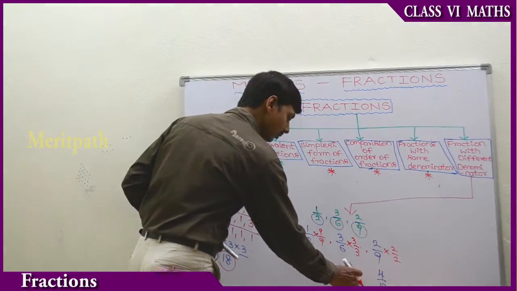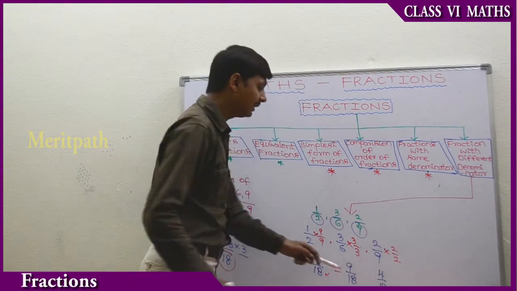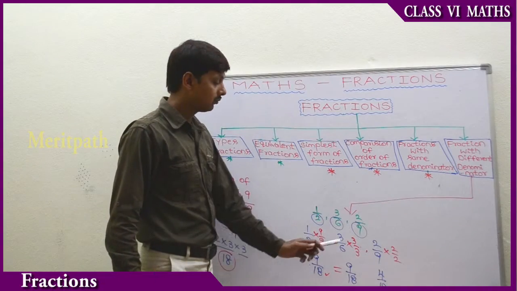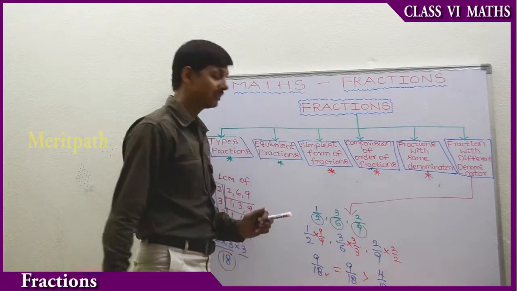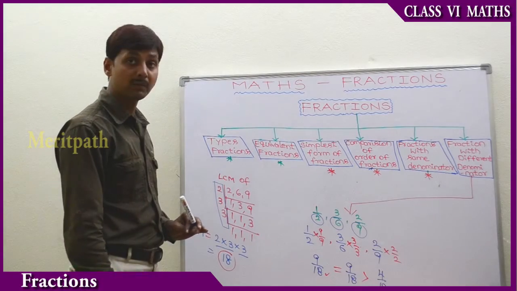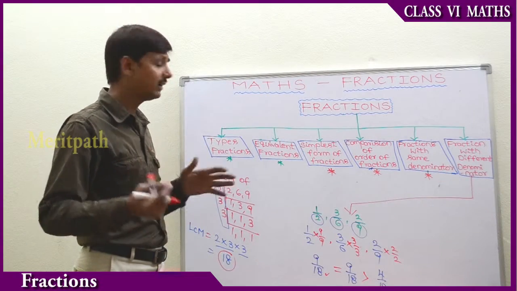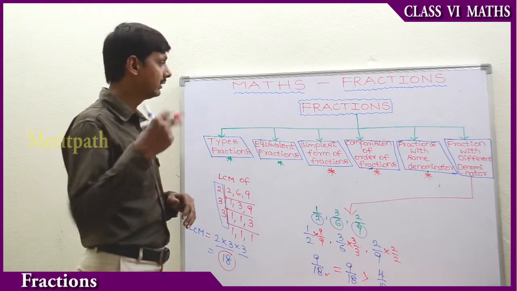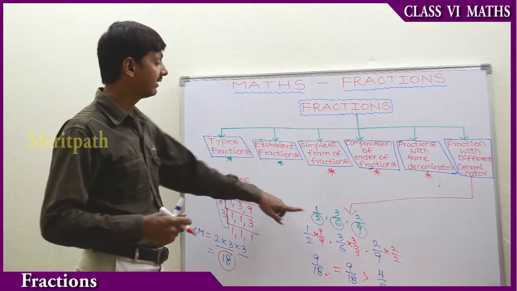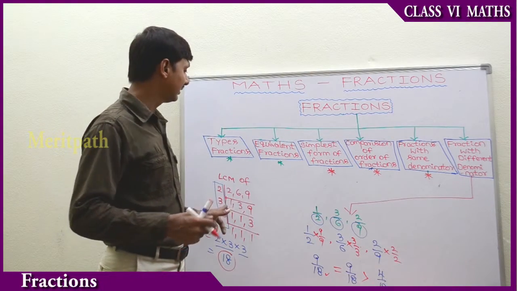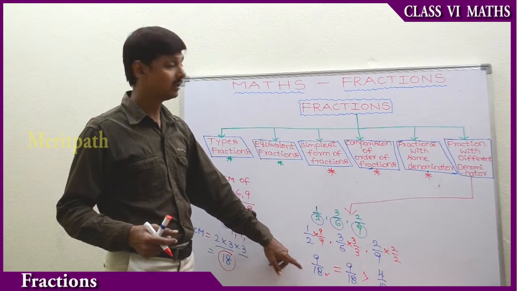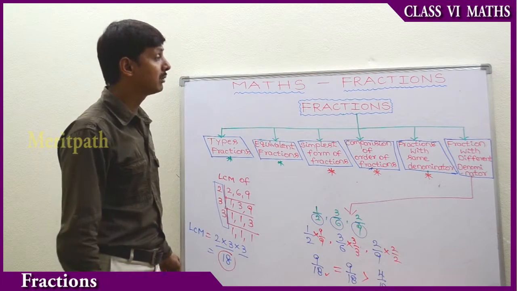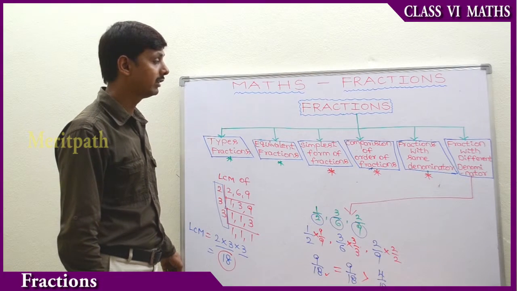Now, this is 9 by 18 and 4 by 18. So 4 by 18 is less than 9 by 18, and 9 by 18 is greater than 4 by 18. In this manner we can compare fractions which have different denominators. We take the LCM and multiply by a constant number, and then we can compare the fractions in this manner. So this is the concept of fractions having different denominators.